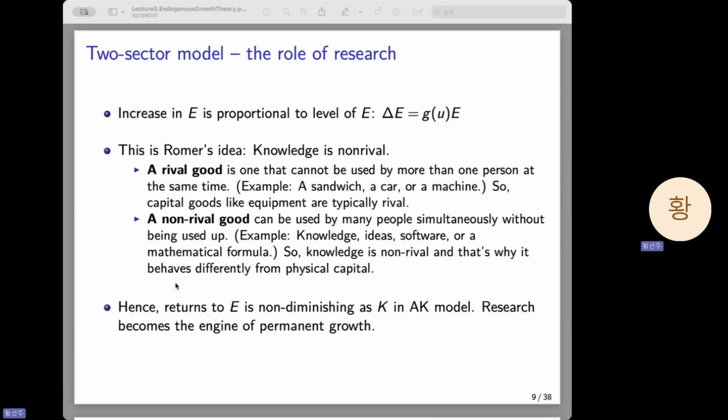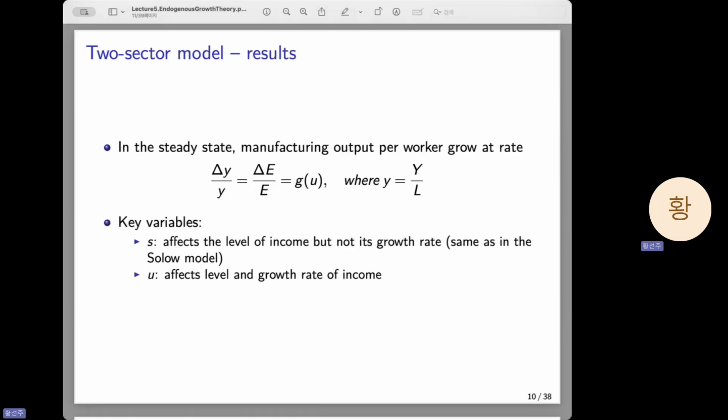So just like in the AK model, in the two-sector model, the returns to knowledge do not diminish, which means that the growth rate of labor efficiency is always positive. That's why research becomes an engine of long-run growth.